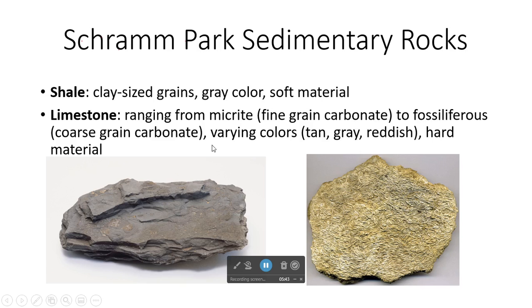These limestones are typically varying colors here. They can be tan, gray, reddish, and they're harder materials, so they form the ledgy layers that you're looking at in those photos. So on the left is just an image of a gray shale, and on the right is an image of a very fossiliferous tan limestone. And we'll talk about what those fossils in there are in a moment.